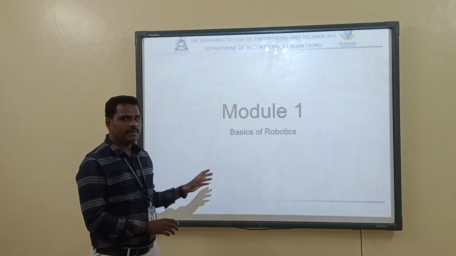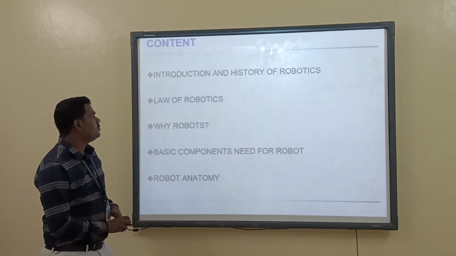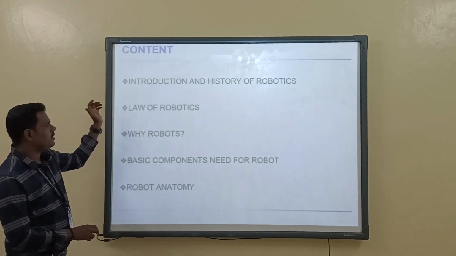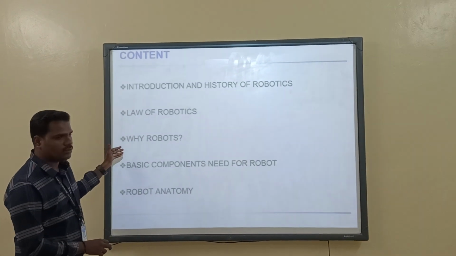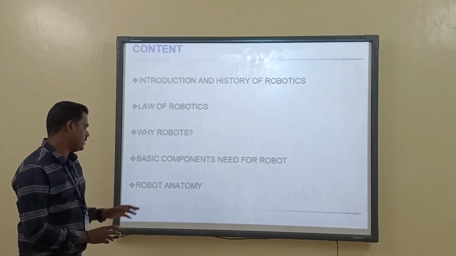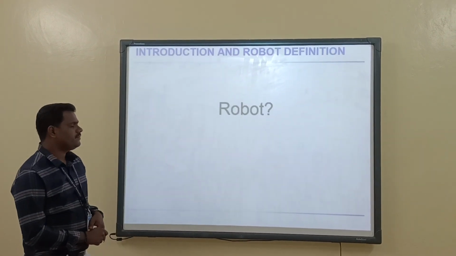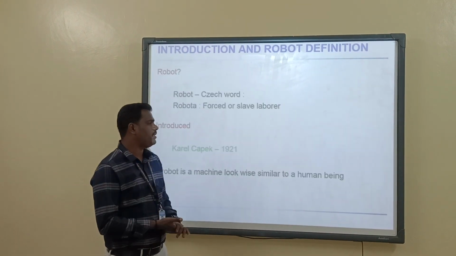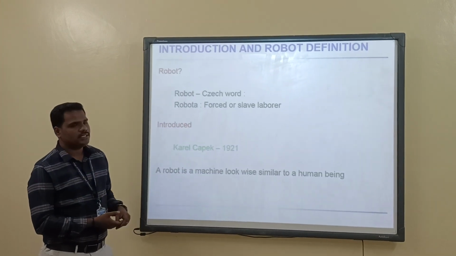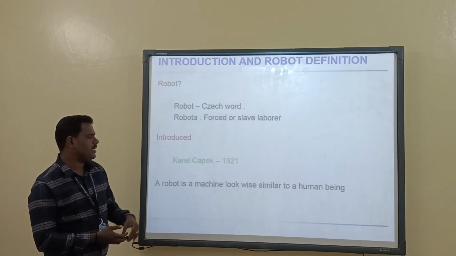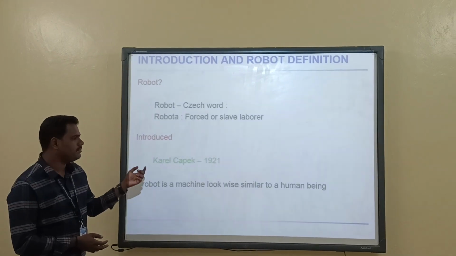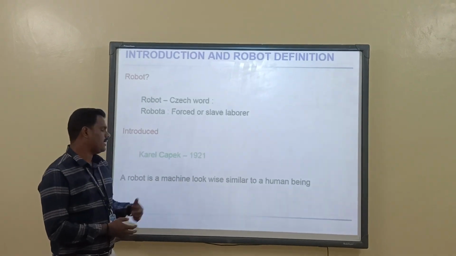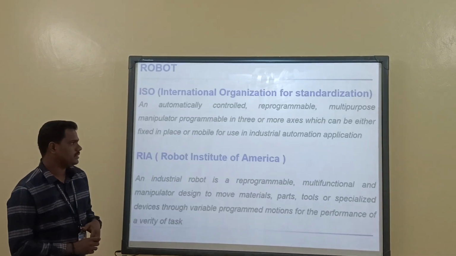Module 1 covers the basics of robotics. First we will see the introduction, the laws of robots, why robots are used, the basic components, and robot anatomy. First, what is a robot? The term robot is coined from a word meaning forced slave labor. It was introduced in 1921 by Karel Capek.